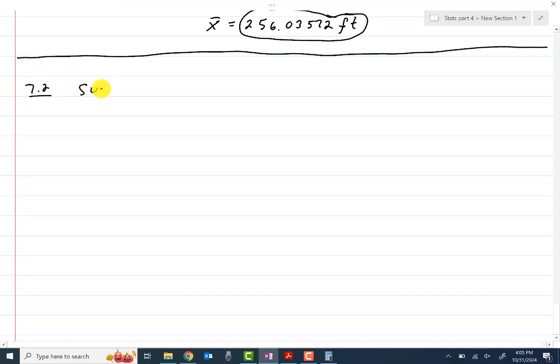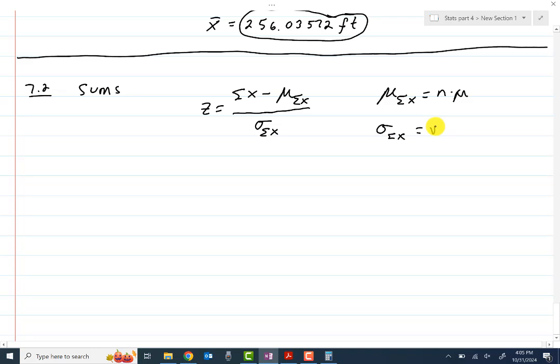In section 7.2, we looked at sums. Here, our z-score looked something like this. It looks like the sum of x minus mu of the sum of x, divided by sigma sub sum of x. And here we have mu of the sum of x equals n times mu, and sigma of the sum of x is equal to the square root of n times sigma.